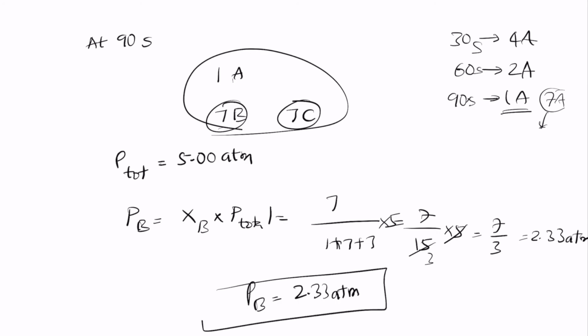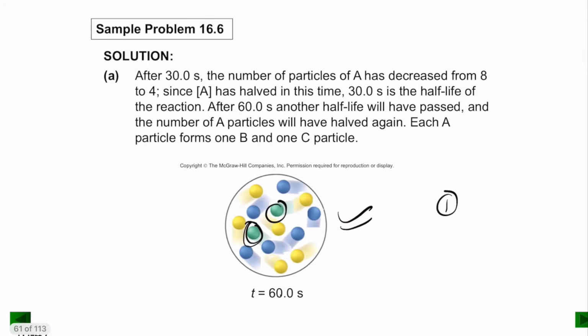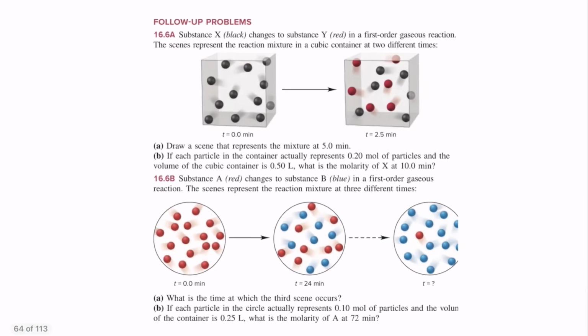Remember that mole fraction is the number of a particular molecule by the total number of moles. The total number of molecules is 15 and there are only 7 B's, so 7 by 1 plus 7 plus 7. This is how we can determine the partial pressure of B. Use the same principle now. Pause the video right here and try to solve this problem.